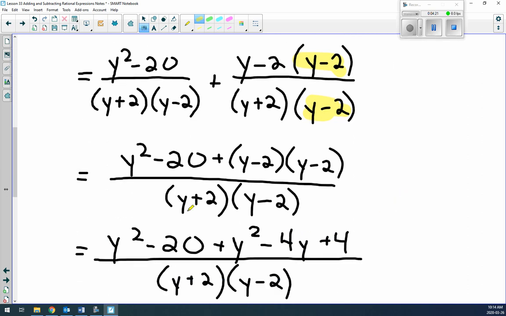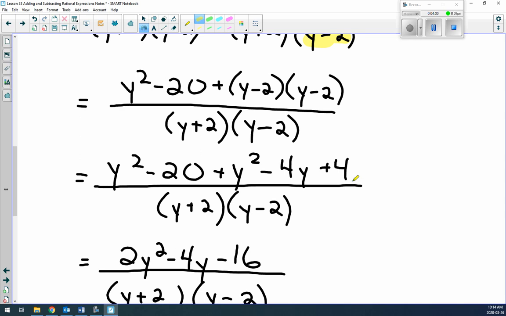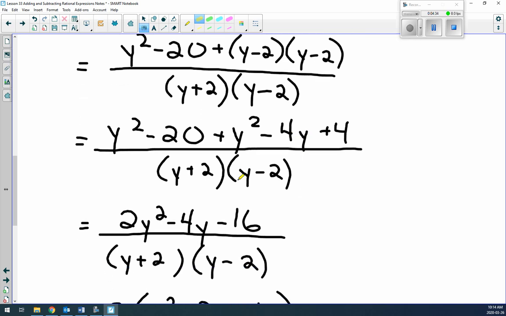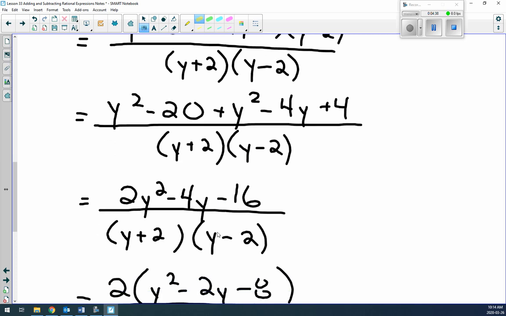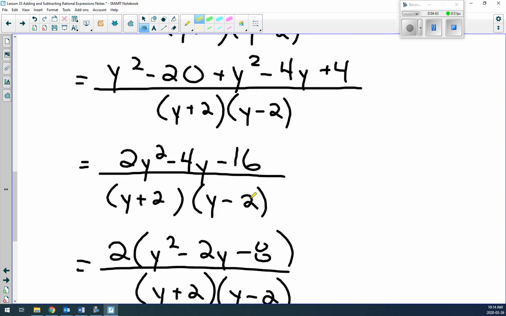Okay? So we break it down, and you can see here we have y squared minus 20 plus all of this. We're going to FOIL this in a second, over y plus 2, y minus 2. So we FOIL this. We end up with y squared minus 4y plus 4 all over this again. You'll find you write things down a lot in this one over and over again because you're working through the steps. Then you combine like terms. Then, of course, we're going to try to reduce. Like anything, you always try to reduce.